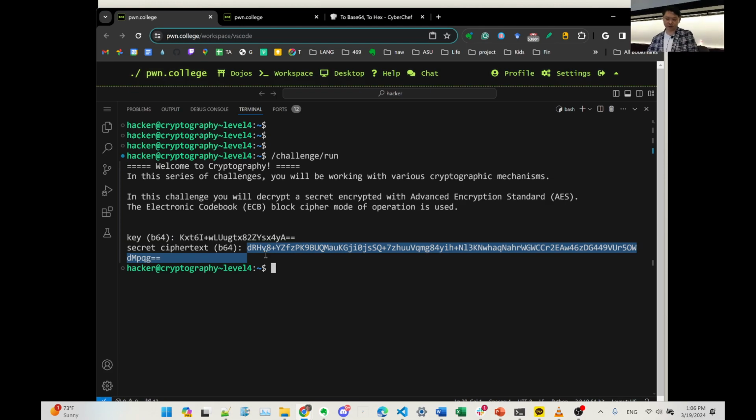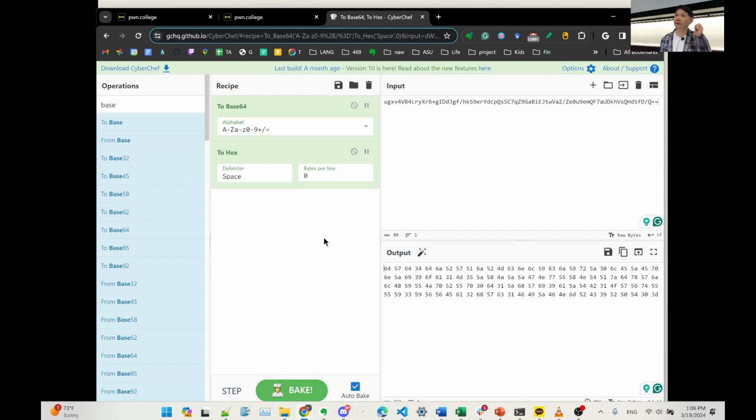So how can we do that? We could XOR with these two factors, that is the one-time pad. But in this case, how can we decrypt AES? We should input the key and the ciphertext into the AES decryption, right? And then you can get the secret key. So in this case, I recommend using CyberChef.